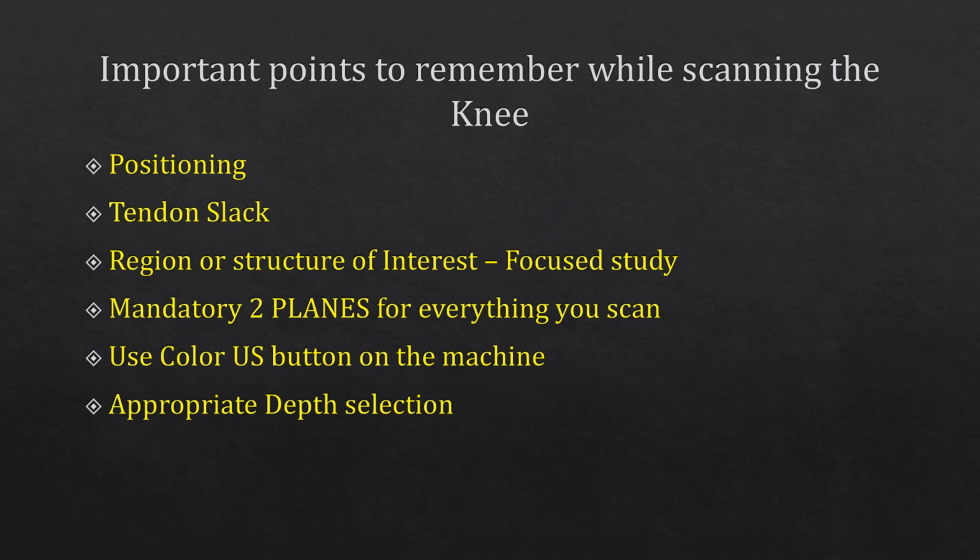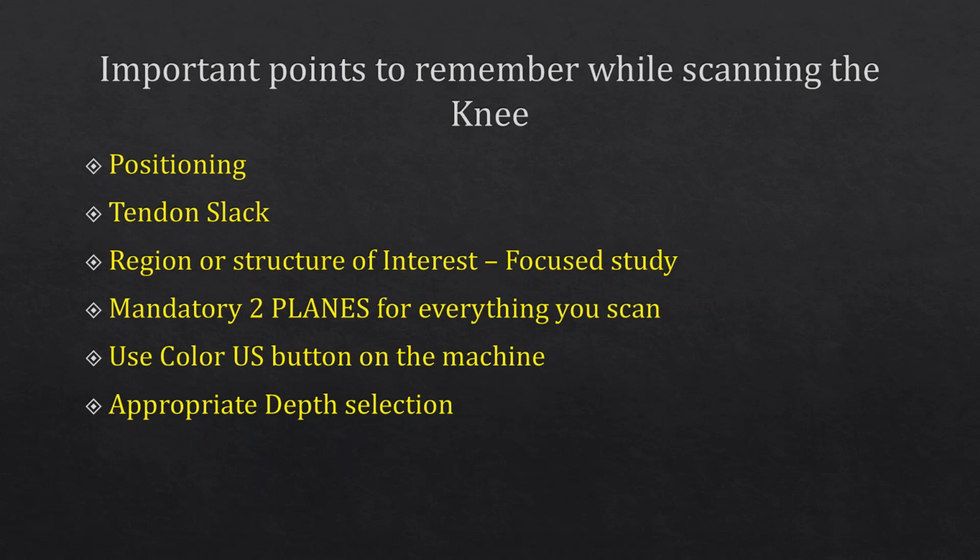First is patient positioning. Patient positioning is important, because if you do not have proper position, there are some structures which do not appear clear or may show hypoechogenicity, which can be confused with pathology when they are normal. So it's easy to see pathology if you don't put the knee in the correct position or don't place the patient in the correct position, and that's because the tendon is at slack.